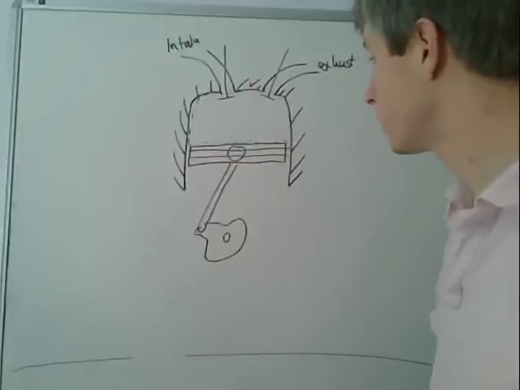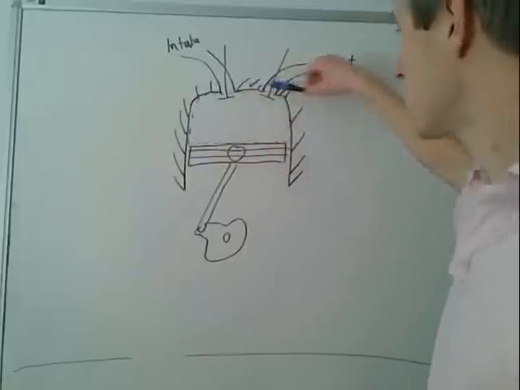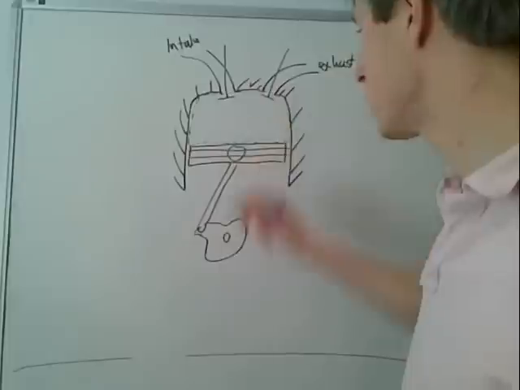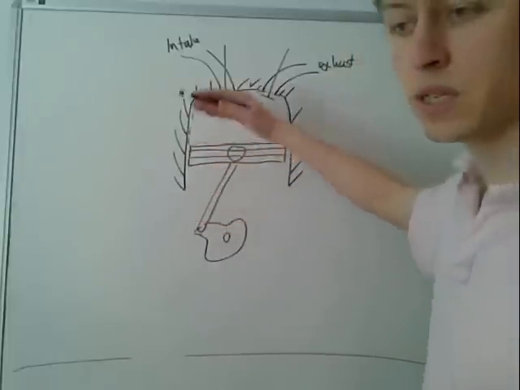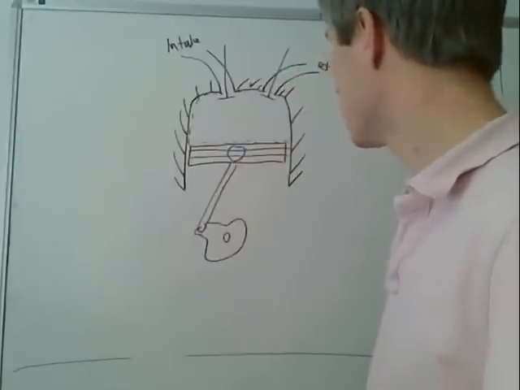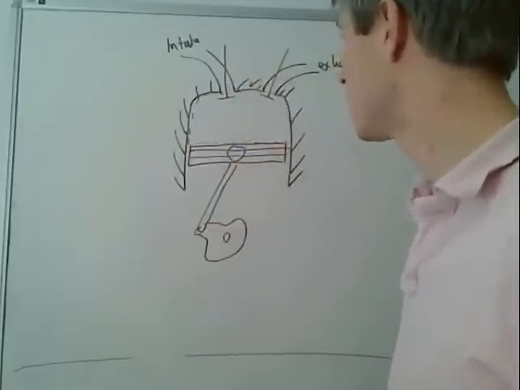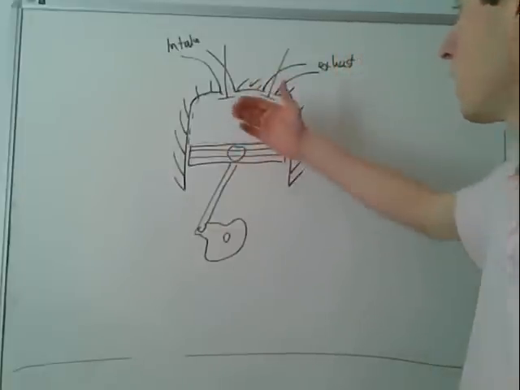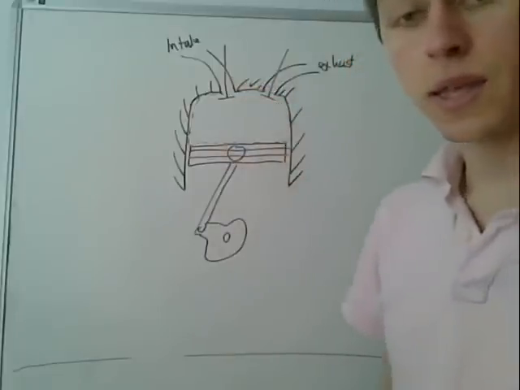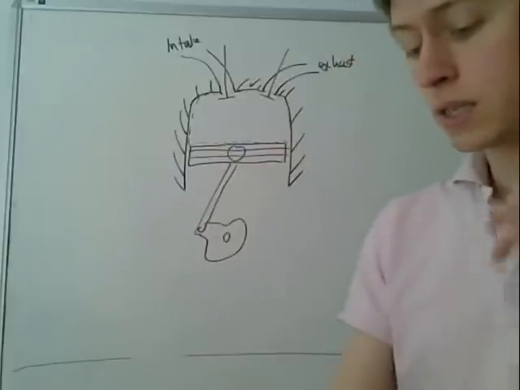In terms of work, our system that's contained by this blue control surface does work against the piston as the piston moves up and down and the system changes volume. So that's how we do useful work. There's also some work done by sucking and pushing the mixture in and out of the system.